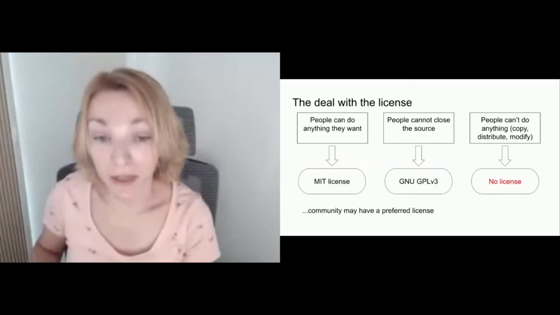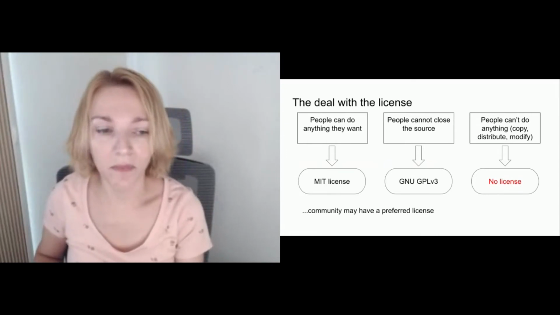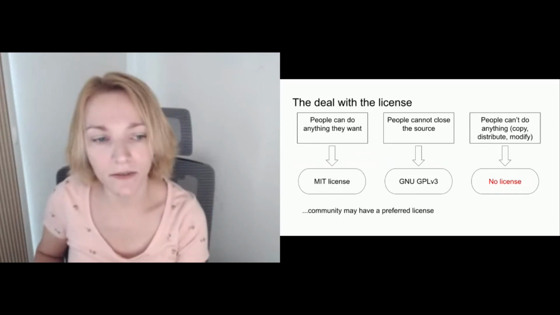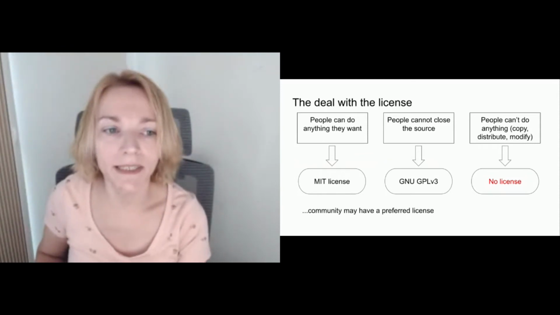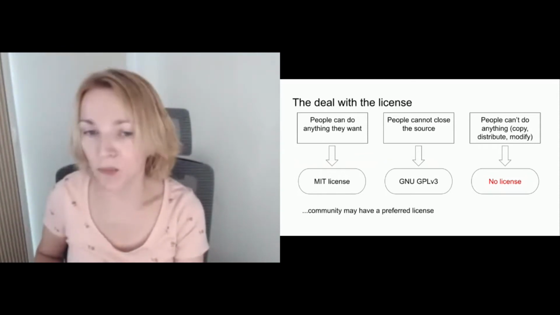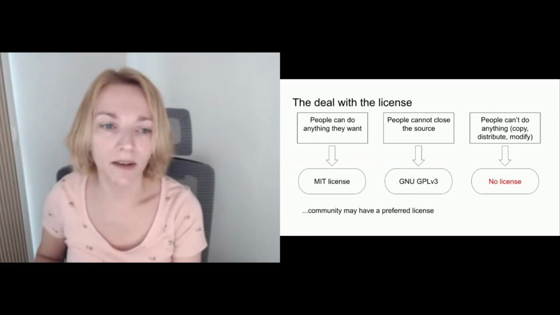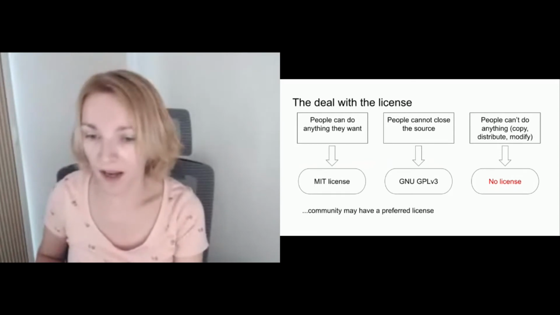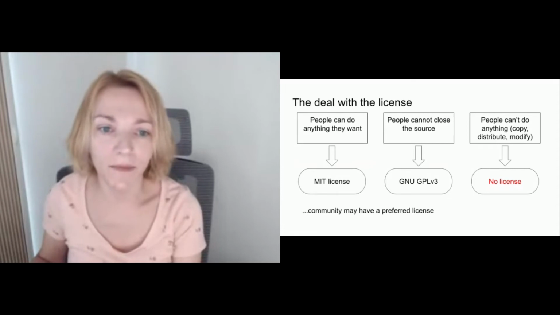Let's talk a little bit about the license. A lot of people use MIT or GNU GPL v3 license for their open source packages. And these are the two on my slide here. MIT license is very popular. It pretty much allows everybody to do anything they want with their source code. So people can copy, distribute, or modify your source code. You basically give up all the rights. You don't want to keep any copyright.